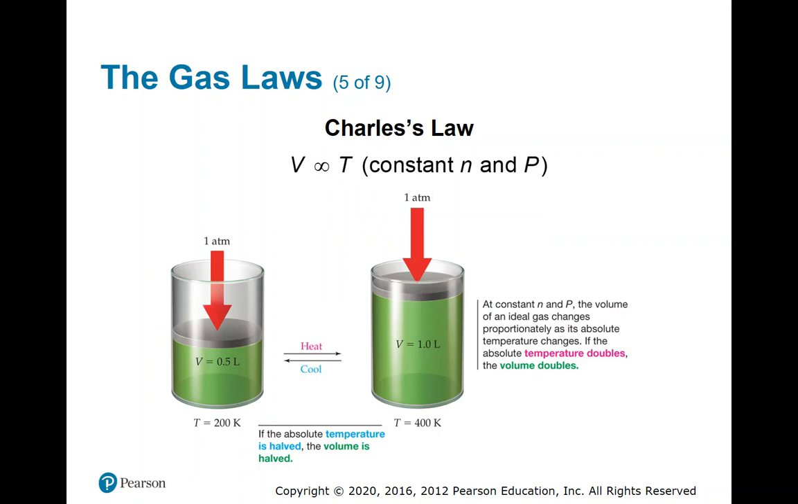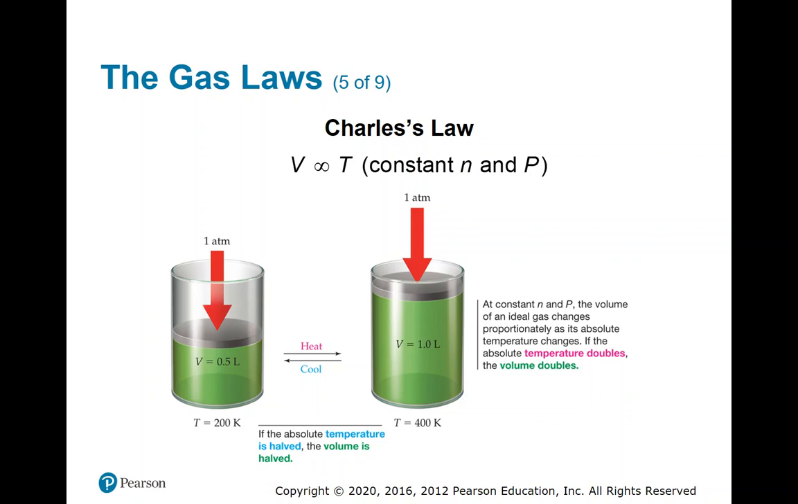Let's take a look at the relationship between volume and temperature. It turns out that, again, assuming the other variables are constant, in this case the number of moles and the pressure, the volume and temperature of a gas are directly proportional as opposed to inversely proportional. So if the temperature goes up, so does the volume. If the temperature goes down, the volume does as well.